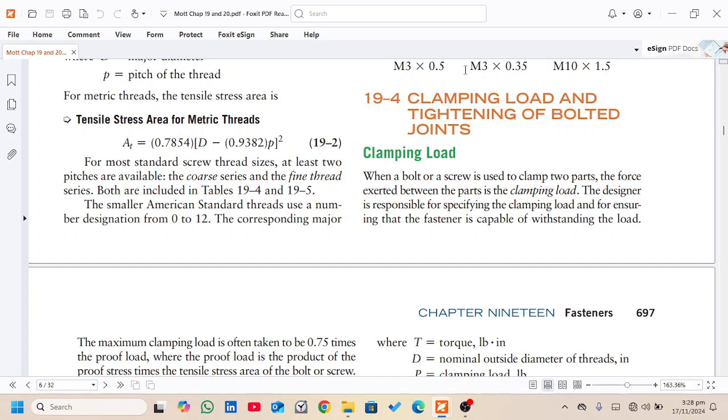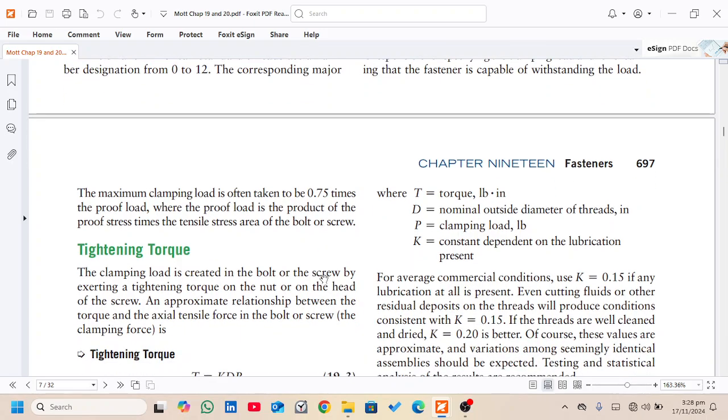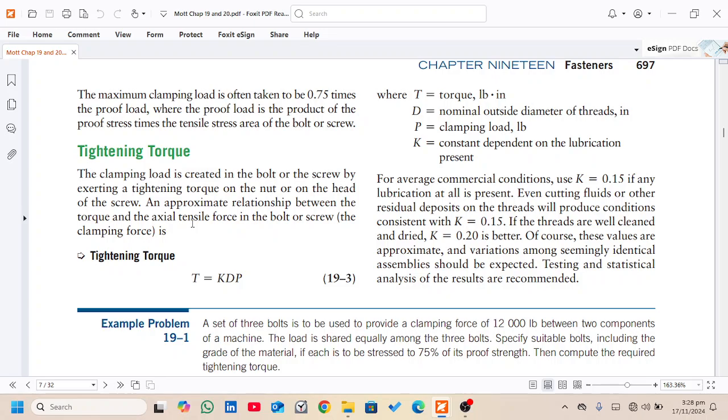of withstanding the load. The maximum clamping load is taken to be 0.5 times the proof load, where the proof load is the product of the proof stress times the tensile stress area of the bolt or screw. Tightening torque. The clamping load is created in the bolt or the screw by exerting a tightening torque on the nut or on the head of the screw. An approximate relation between the torque and the axial tensile force in the bolt or screw.